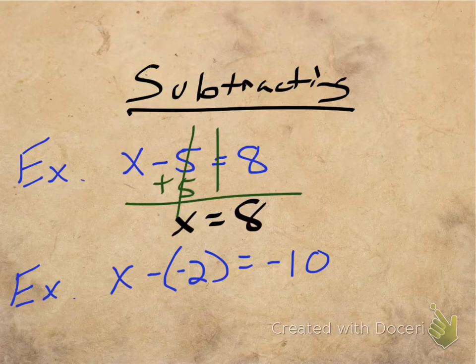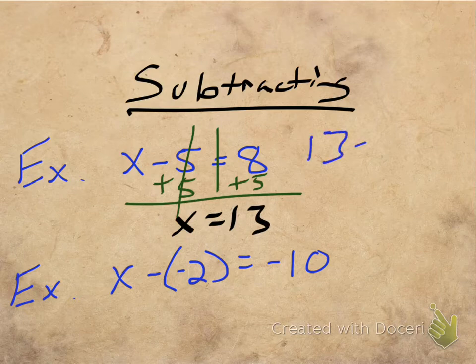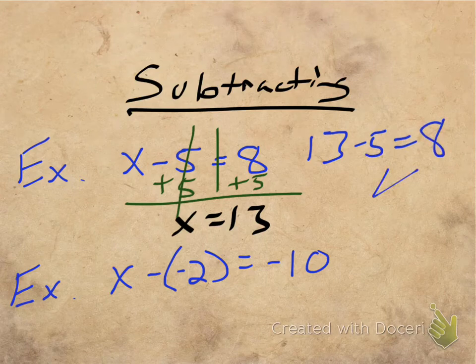Now did I do that right? I didn't. What did I forget? That's right, I forgot. I'm supposed to do the same thing to the other side. I have to add 5 to this side. And I get 13. Let's check it out. 13 minus 5 equals 8. It checks out, so we're good.